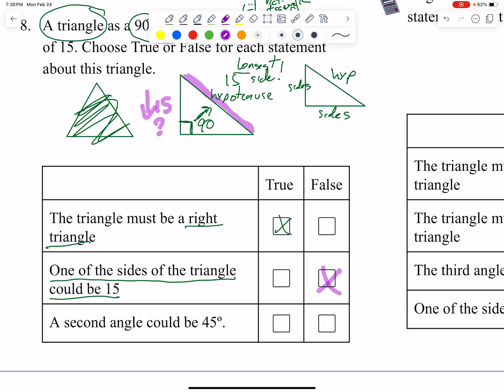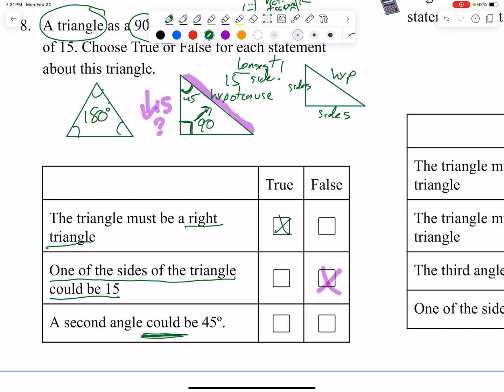All right. And then lastly, a second angle could be 45. Do you remember? Actually, I'll leave this open. What do all the angles add up to in a triangle? All the angles add up to 180 degrees. So if this one is 90, can one of these be 45?